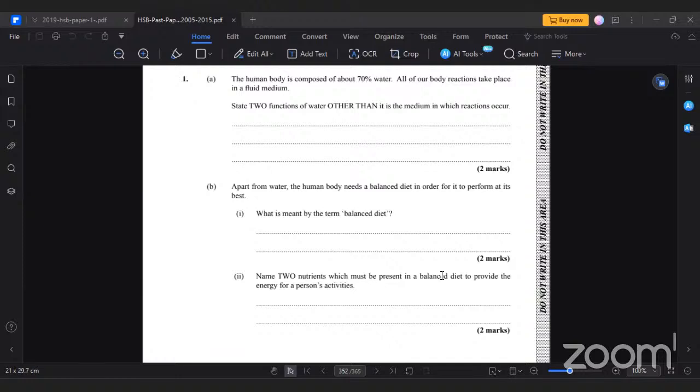We move on to name 2 nutrients which must be present in a balanced diet. I'll end the class at 3:20. Name 2 nutrients which must be present in a balanced diet to provide energy for a person.